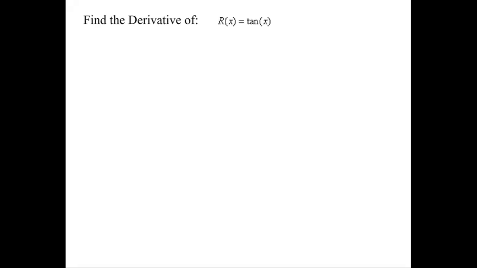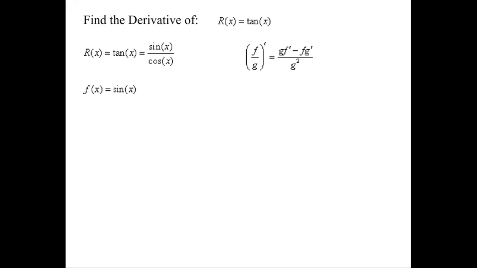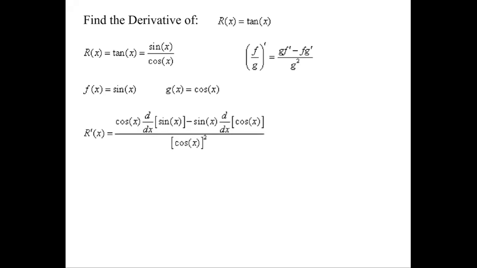First, we need to rewrite this function in terms of sine and cosine. Remember, tangent of x can be rewritten as sine over cosine. In other words, a quotient. We can use the quotient rule to find the derivative. So rewriting the expression as sine over cosine and letting f of x be equal to sine of x and g of x be equal to cosine of x, we can use the quotient rule as follows. The derivative of f of x is going to be equal to cosine of x times the derivative of sine of x, minus sine of x times the derivative of cosine of x, all over cosine of x squared.